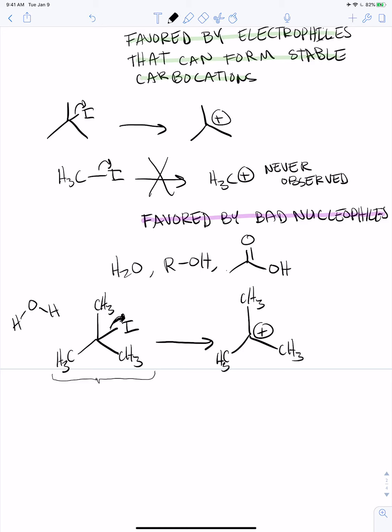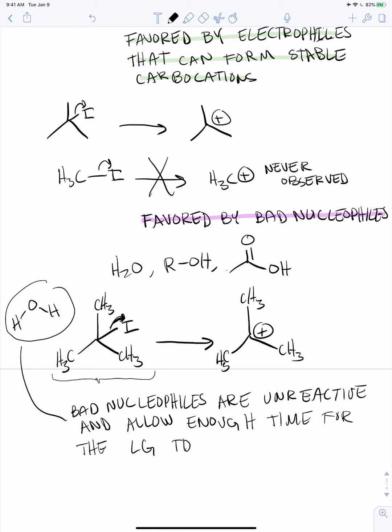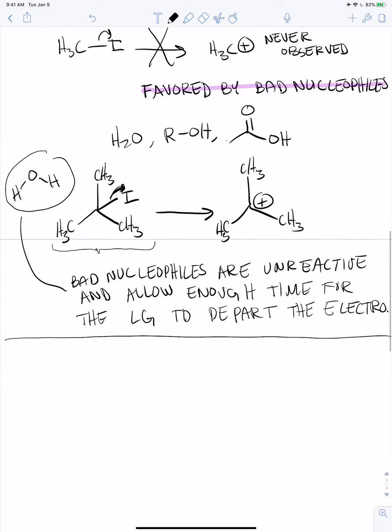So SN1 and SN2, now we'll start getting into, let me spell this out. Bad nucleophiles are unreactive and allow enough time for the leaving group to depart the electrophile. I'm just going to abbreviate electrophile. And we'll revisit that. Okay, so let's pit these two things against each other then.